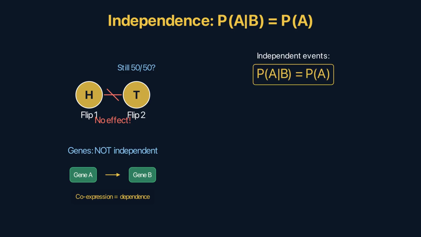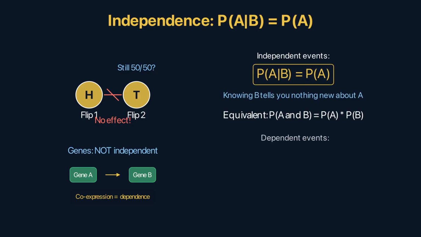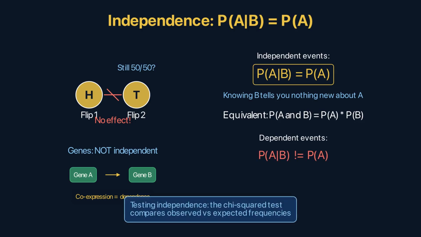Testing for independence, the chi-squared test compares observed joint frequencies to what you'd expect if the variables were independent. Deviation from independence is the foundation of correlation, mutual information, and co-expression analysis.